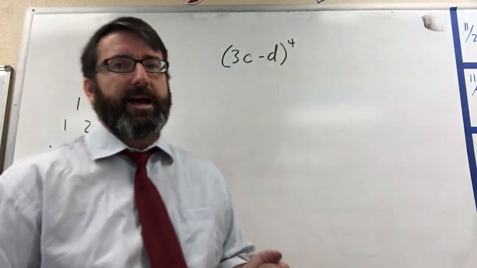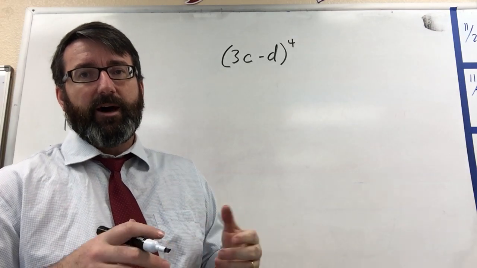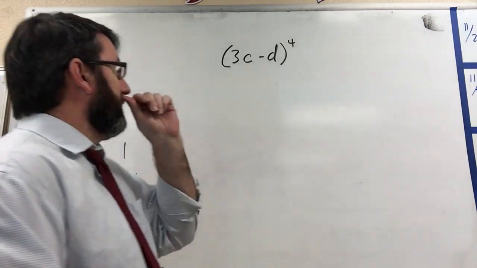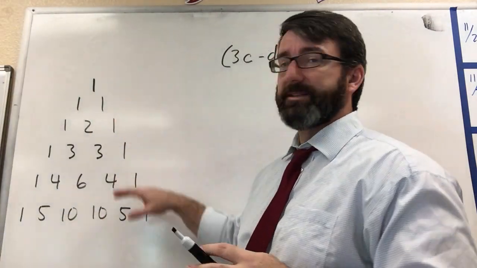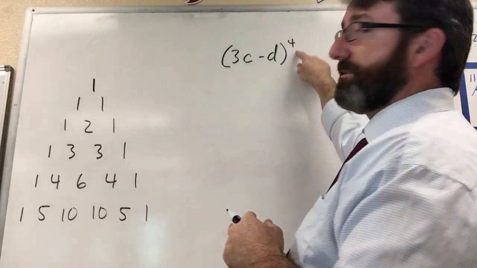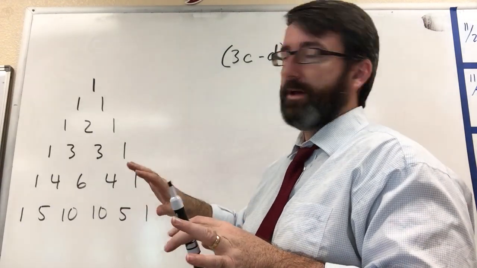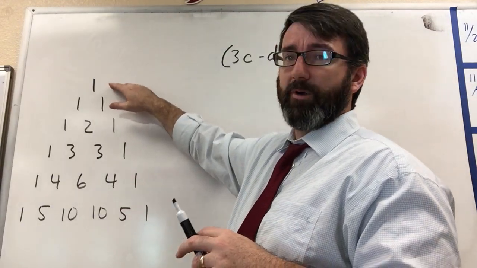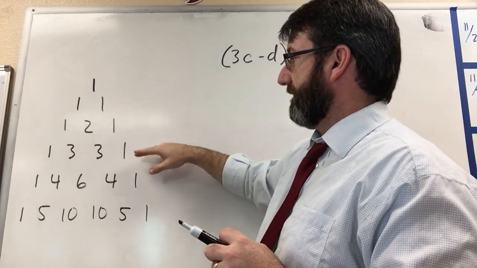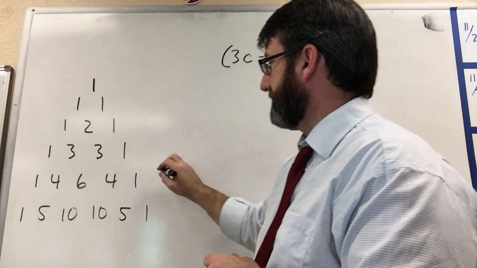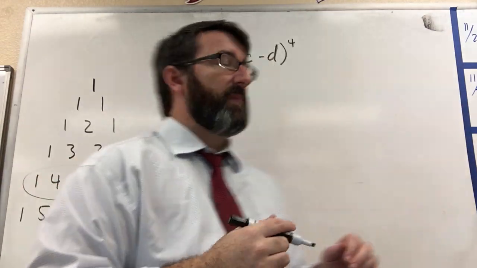All right, number 7 asks us to expand this binomial, 3c minus d taken to the 4th power. So the first thing we want to do with this is we're going to use Pascal's triangle. And since we're taking this to the 4th power, we want to go to row 4 of Pascal's triangle. Remember that this top row with just the 1 in it, that's row 0. This is the first row, then the second row, third row, and the 4th row. So this is the row we're interested in for this expansion.